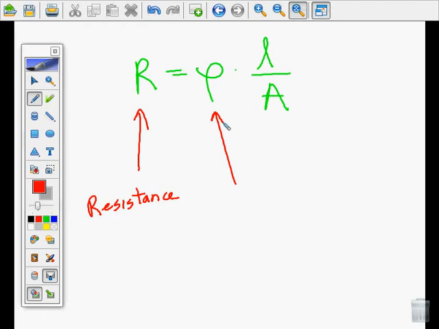Okay. The official name of the material number is the resistivity of that material. So there's resistance, which is the overall opposition to the charge flow, and then there's resistivity. That's just a number that represents the type of material being used.